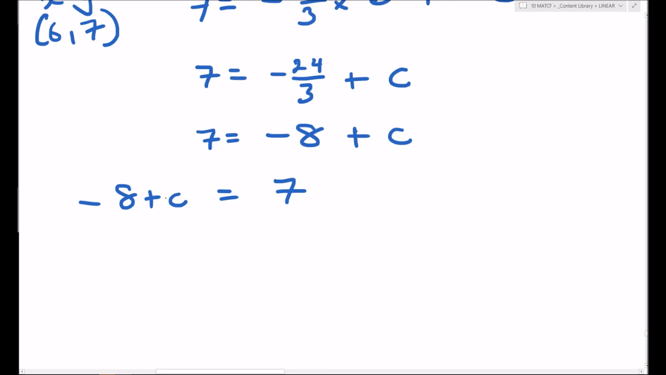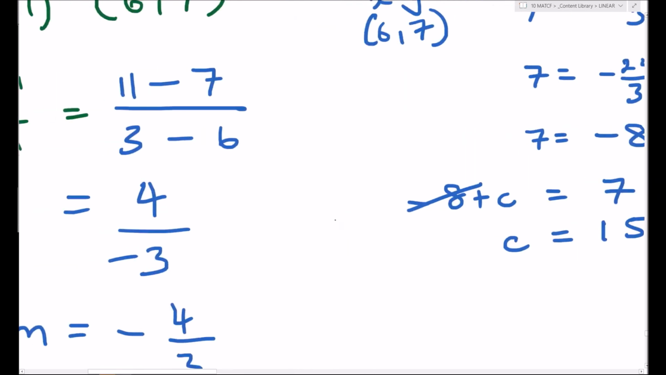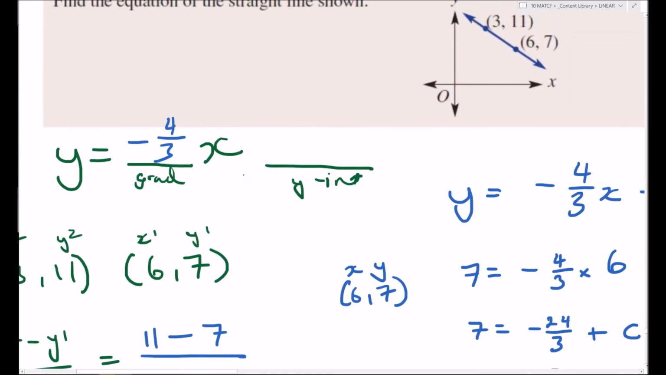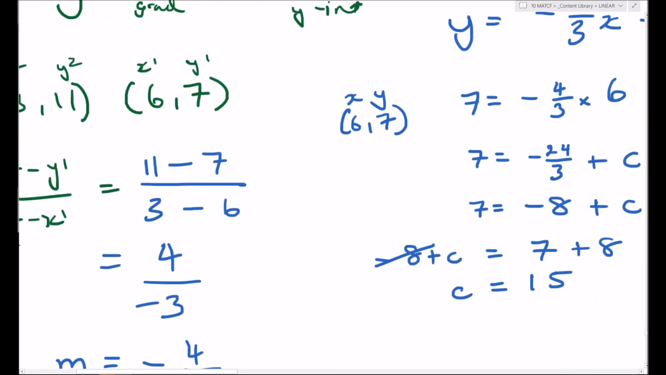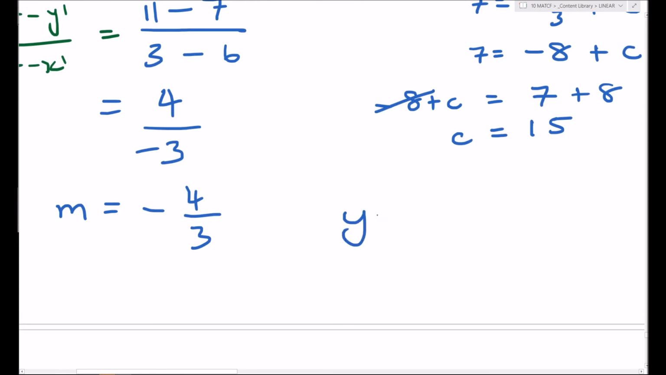So now I want to try and isolate C. This is a minus 8, so when I put it here, it becomes a plus 8. Therefore, my y-intercept C is equal to 7 plus 8, which is 15. Therefore, in my final formula, my y-intercept is positive 15. There's my formula. Let me write the whole thing down so people can get it. y equals negative 4 over 3x plus 15, which was the y-intercept that we found.